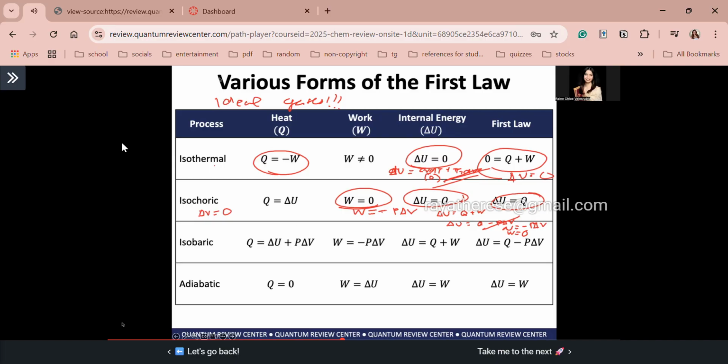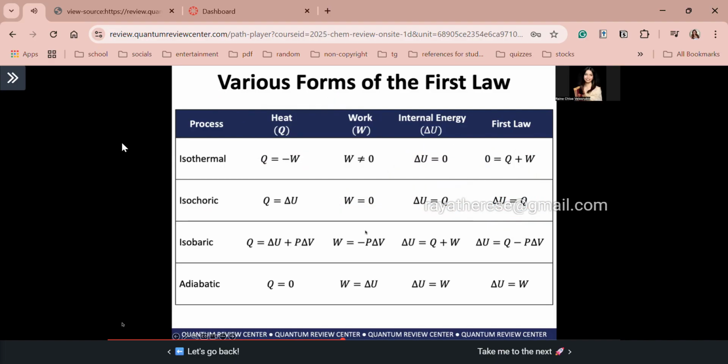Okay? Next, for isobaric processes, guys, we have constant P. So, the internal energy is just the usual delta U is equal to Q plus W. And then the work is equal to negative P delta V. So guys, this equation is important for isobaric processes because pressure is constant. Meaning, the work equation we will use for isobaric processes should be work is equal to negative P delta V because pressure is constant. Okay, so you need to take it into account. Now, Q would be equal to delta U plus P delta V. And then the first law is delta U is equal to Q minus P delta V.